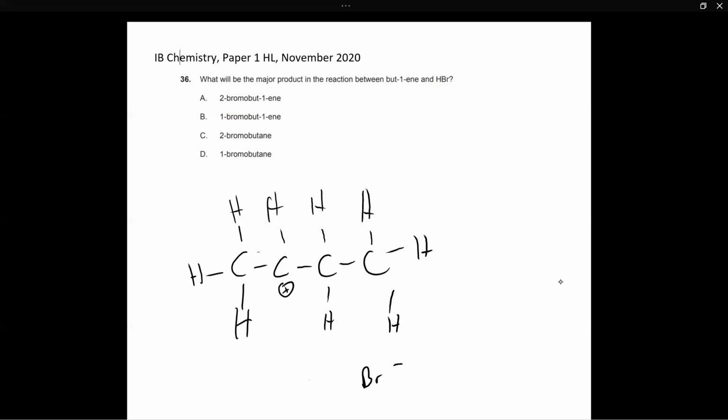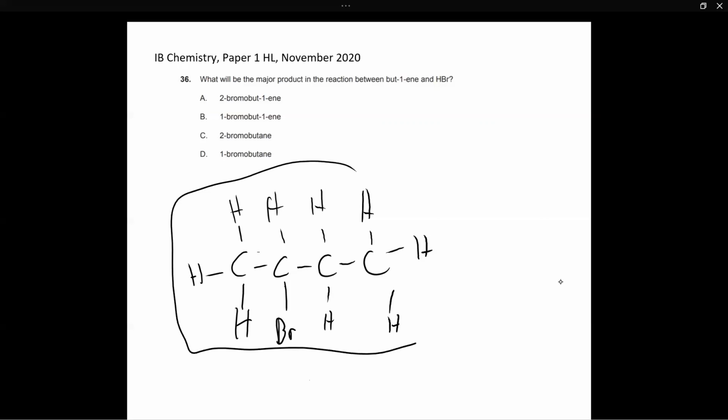Now, this carbocation over here has a slight positive charge. And let's not forget about our bromine. This bromine has a negative charge, and you know that negative and positive charges attract each other. So this bromine is going to go and attach itself to this carbon by donating a lone pair of electrons to the bond. So it forms a coordinate bond with the carbon over here. So that's why this is our final product.